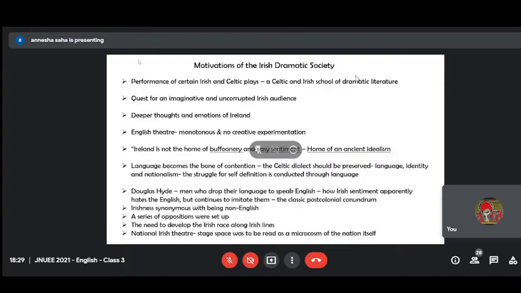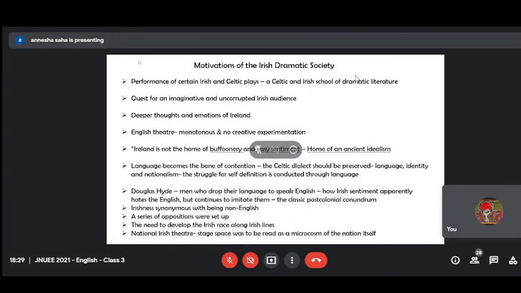And then again she talks about the English theater. She says that the English theater is really monotonous, and there is no creativity and no experimentation of sorts. It's the same drab old monotonous kind of dramas that the Irish audience is being served. And so we need a different kind of theater that is entirely, inherently Irish.